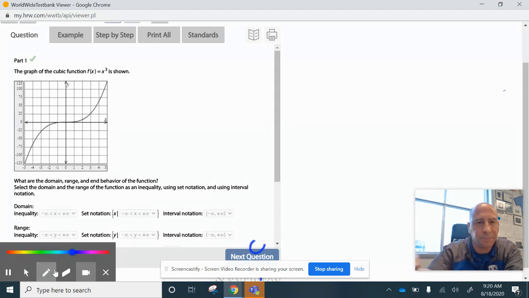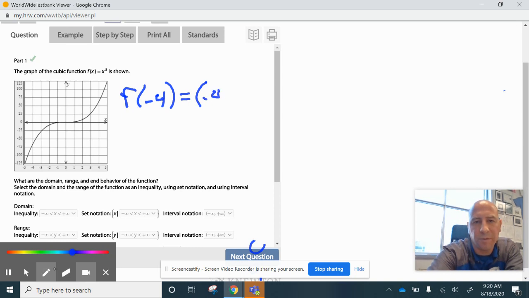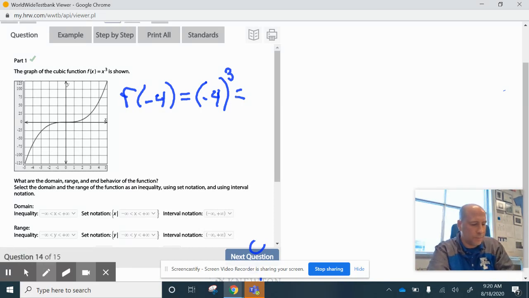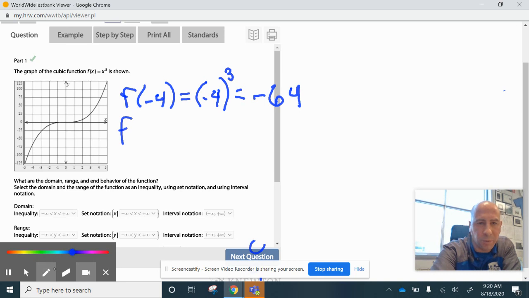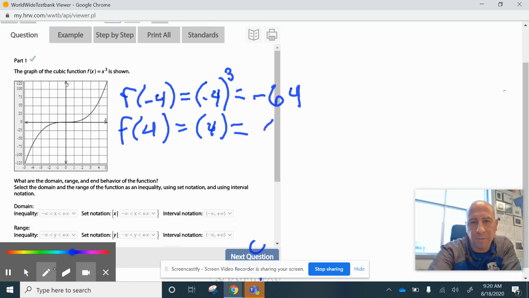So let's do that now. Let's do f of -4. -4 is in parentheses. You always put a negative number in parentheses when you're cubing or squaring. So -4 cubed, and let me just check with my trusty calculator here. It is -64. And then f of +4. Well, that's easy. If -4 is -64, then +4 is 64.